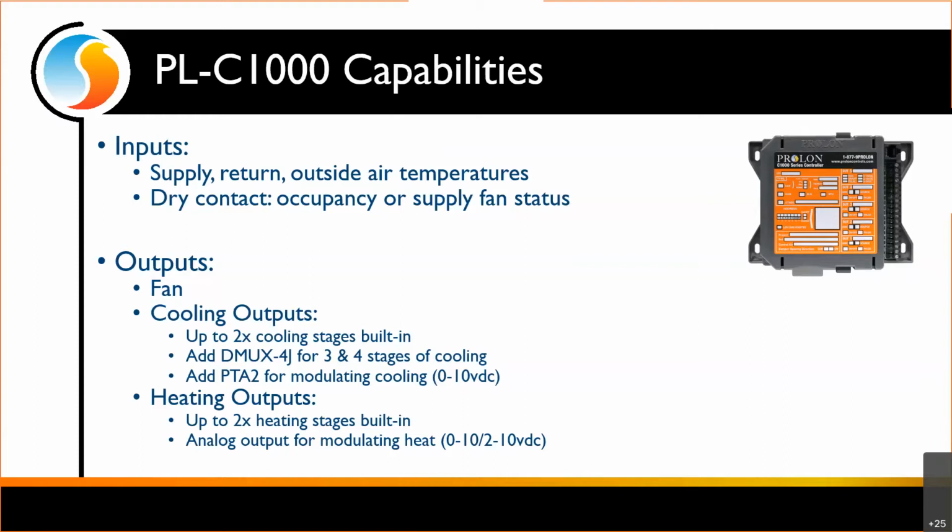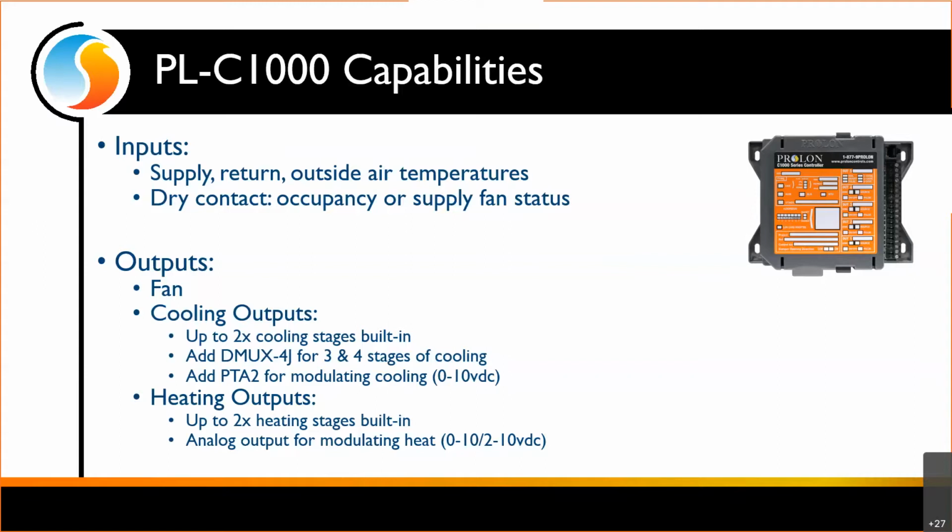Now you'll see under the cooling outputs that if we add a DMUX-4J, we are able to have up to 3 or 4 stages of cooling. So this particular part number is from the manufacturer ACI. If you look them up and you look up what a DMUX-4J is, then you can see that interface, which allows us to have 3 or 4 stages of cooling.